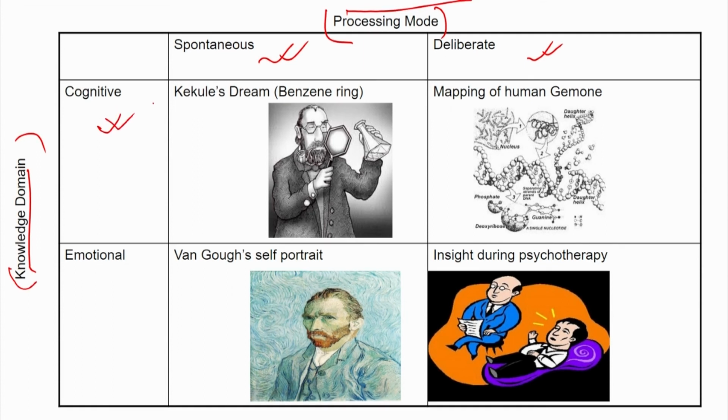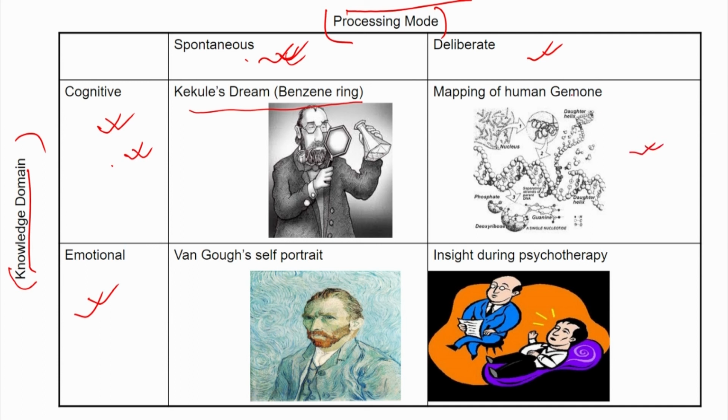There are 2 things. It could be more cognitive in nature, which basically means that it could be more thoughtful, more information and knowledge based, or it could be an emotional product, or an emotional output. As you look into it, a more cognitive and more spontaneous idea or creativity is Kekule's dream about the benzene ring. Although the solution came to Kekule in his sleep at night, he had been thinking about this solution for a longer period of time, and so it was more cognitive and more spontaneous.